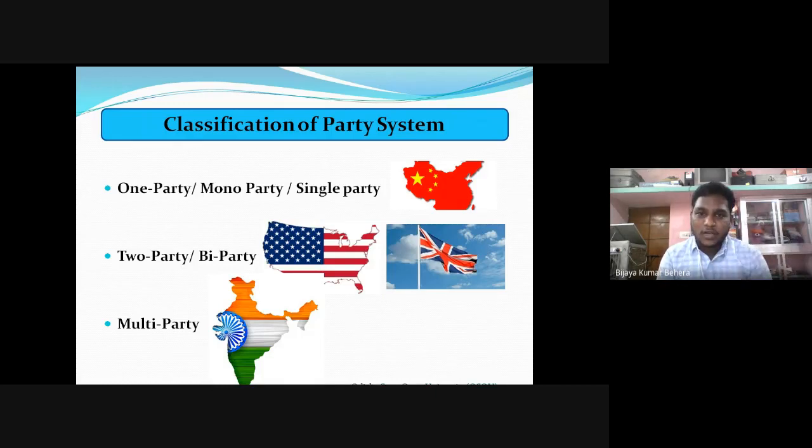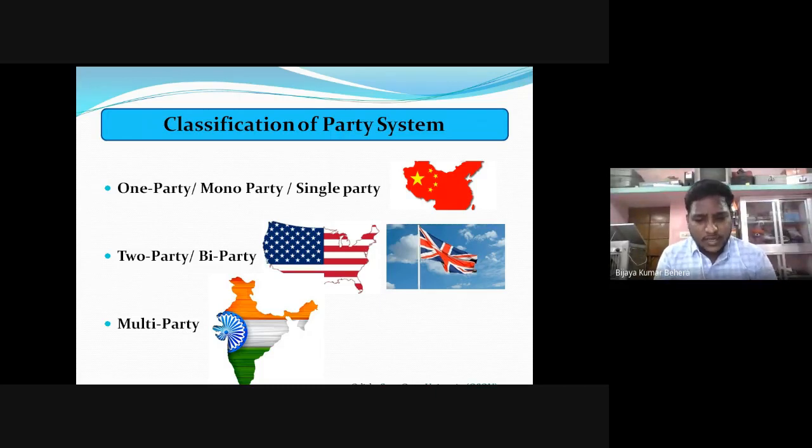It checks dictatorial rule. There is no dictatorship, because if I'm a member of a multi-party country, then I don't have that dictatorial rule. It checks it, because if I use my monopoly, then there may be a chance in the next election that party B, party C, or party D comes to power. That's why there is no chance of dictatorship.